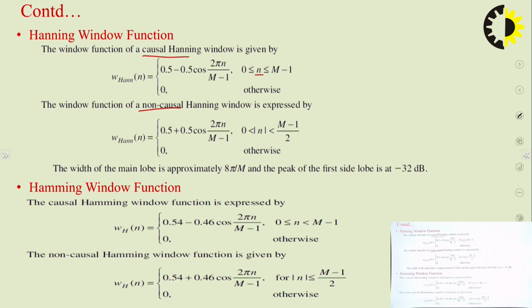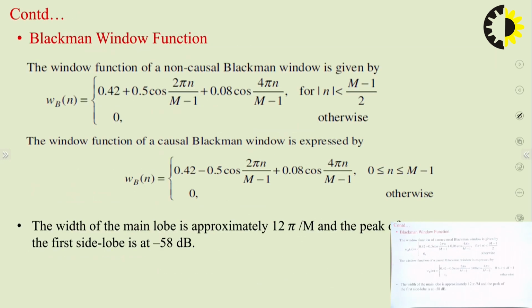Then the Hamming window function, which is just a modification. In the Hanning window, the first and last sample values are 0, so effectively only M minus 2 terms are there. That is modified in the Hamming window, where the coefficients are adjusted: 0.5 is replaced with 0.54 and the other 0.5 with 0.46. Now the first and last sample values are not 0 but equal to 0.08. This is the causal Hamming window function, and this is the non-causal or symmetric Hamming window function. Again, the same thing applies.